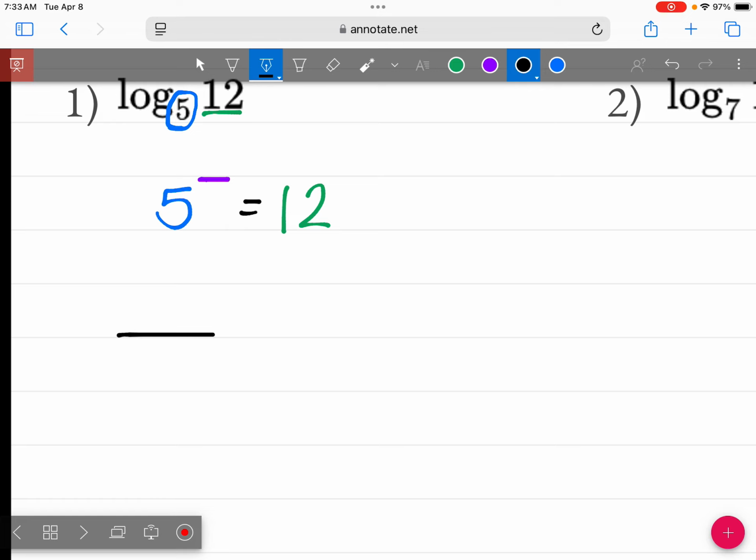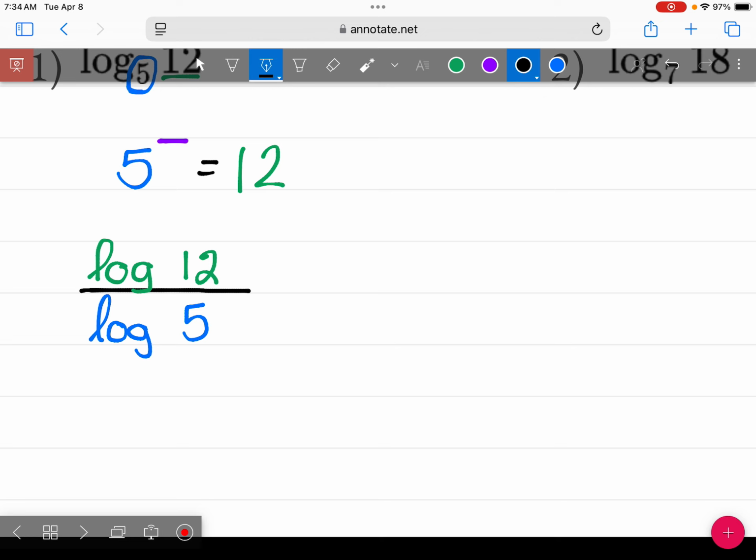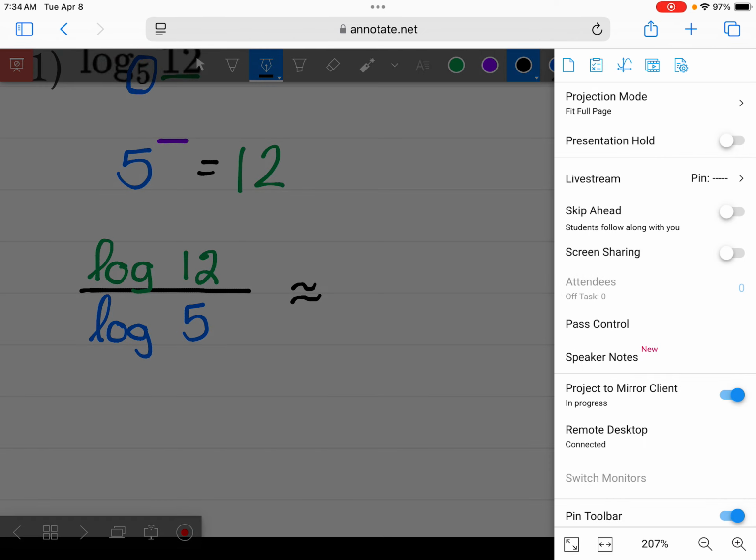So I'm going to start with common log. We're going to do log of our argument, which is 12, over log of our base. It doesn't matter if we use common log or natural log as long as we pick the same thing for numerator and denominator. What this is going to give us is an estimate on this value. It's going to get us pretty close, and the only reason it's not perfect is because calculators run out of space.